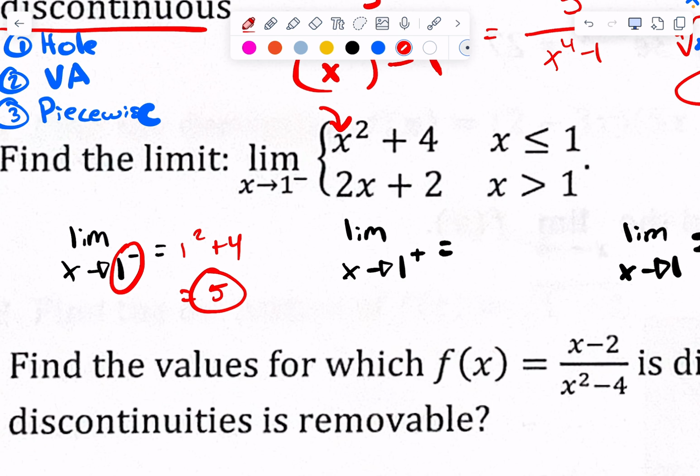Now, it actually doesn't even have a hole at that point, right? There is actually a physical number at 5. How do I know that?